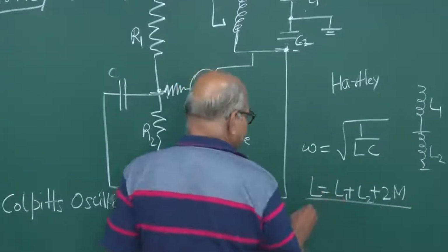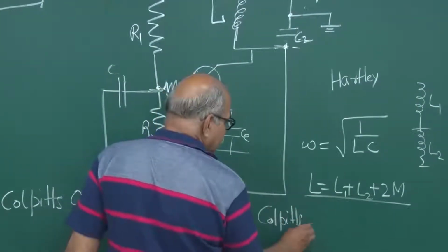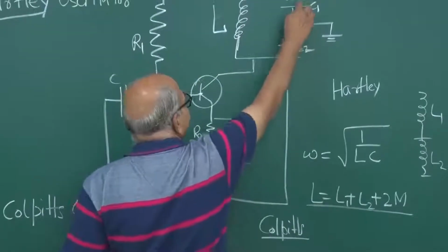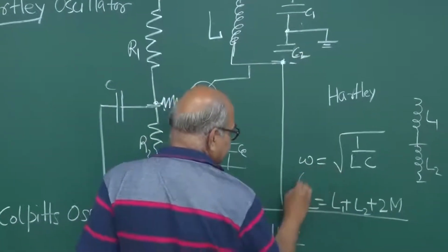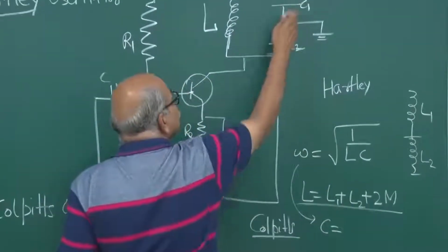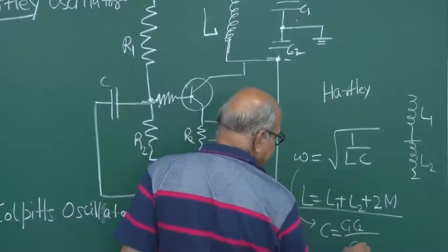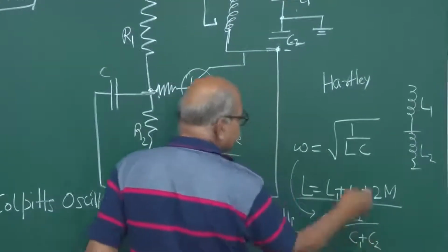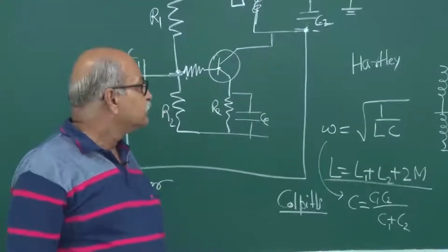And in the case of Colpitts, the capacitances are there in series. So here again the same story, but then C has to be the series combination. So it will be C1 C2 divided by C1 plus C2, and whatever L is there. So this is how these things are determined.